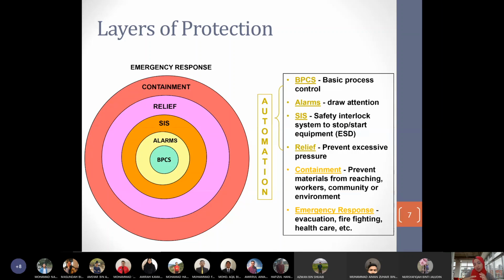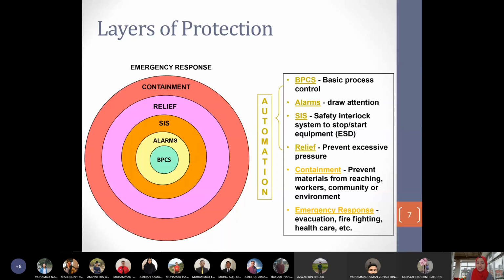If there's an overpressure happening inside a tank, it will automatically turn on the relief system to relieve or to evacuate some amount of pressure or gas from that tank in order to prevent excessive pressure inside the tank. So these should be automated. It should not be manually operated. This is the purpose.